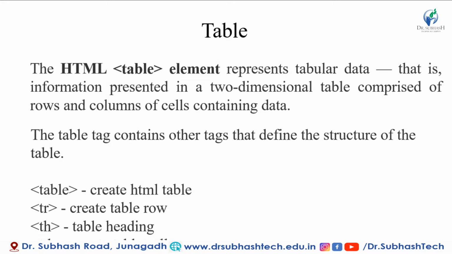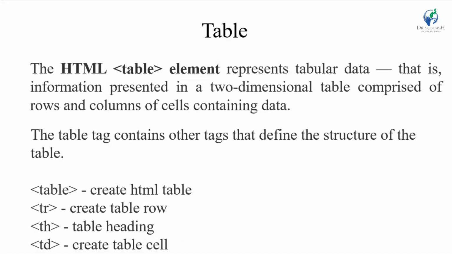A cell is nothing but it will contain the actual data. Right? So the table tag contains some other tags inside it that will define the structure of your table. Which tags will be nested inside your main table tag? Here we have a table tag, which is the parent tag used to create the HTML table. Inside that we use a tr tag that is used to create the table row, and inside the tr tag we use either a th tag or a td tag.